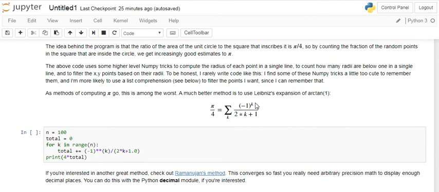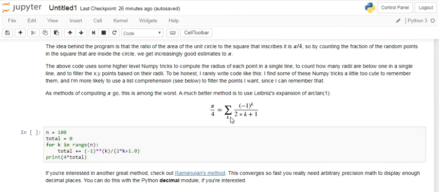There's this other thing called the Leibniz expansion of arctan, and I think that is actually what I was maybe thinking of when I was thinking about that Ramanujan method, which I put a little link here. And the Ramanujan is awesome, but man, this one is really simple, right?